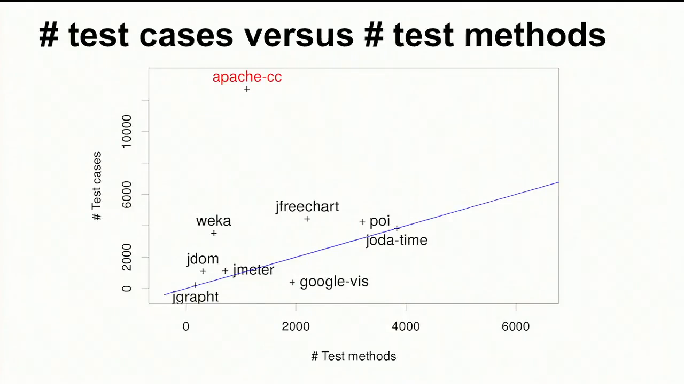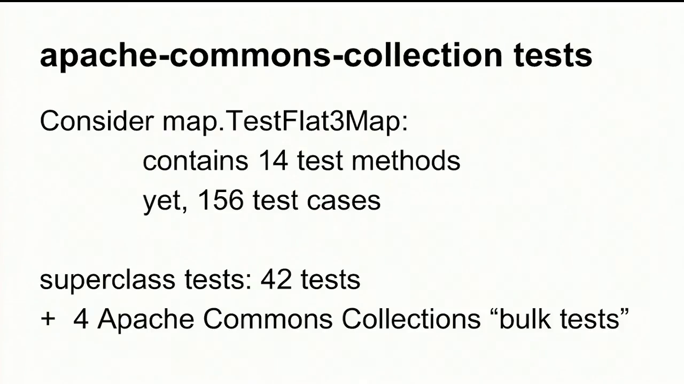And then Apache Commons Collection is way up there. It has a lot of test cases per test method, and I think I'll talk about that right now. It is a huge outlier. It does a lot of reuse. We will also talk about reuse later on in the talk, but I thought I would highlight Apache Commons Collection right now. It implements data structures, maps, trees, that sort of thing. And so there's a lot of commonality between the different test cases in this test suite.